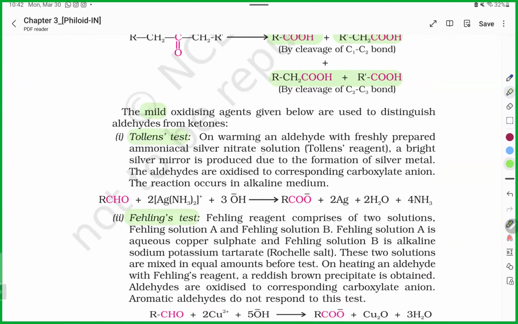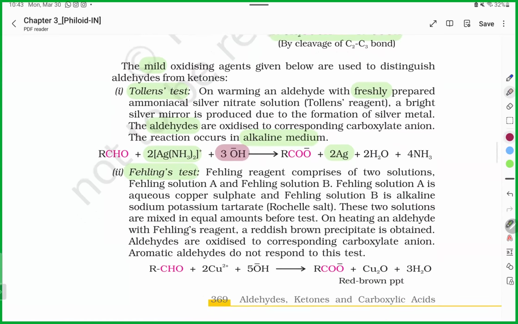Based on the mild oxidizing agents, Tollens reagent is mild and Fehling's reagent is mild. So when aldehyde reacts with freshly prepared ammoniacal silver nitrate, Tollens reagent, a bright silver mirror is produced because of this metal. Only aldehyde gives this reaction, and this happens only in the alkaline medium.